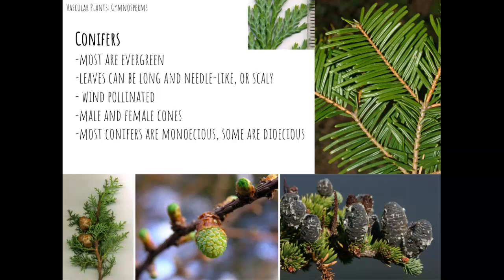The male cones are located at the top of the tree so that they have a better chance of being picked up by the wind and carried over to a female cone. And the female cones are located lower to have a better chance of coming in contact with that male pollen that's floating on the air. Most conifers are monoecious, but some are dioecious.